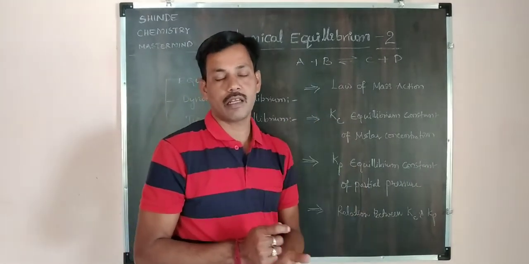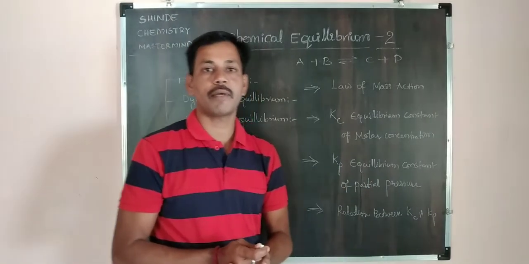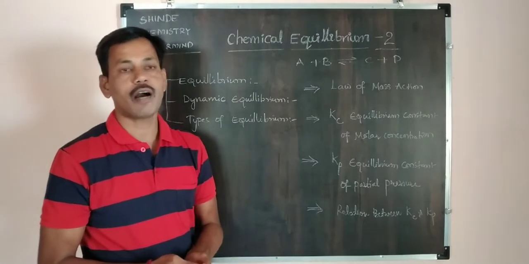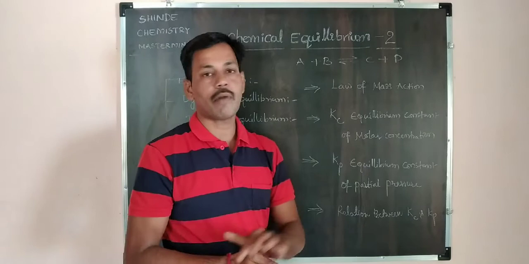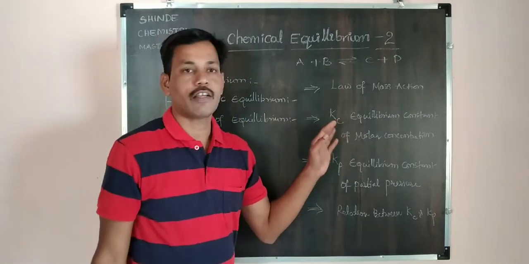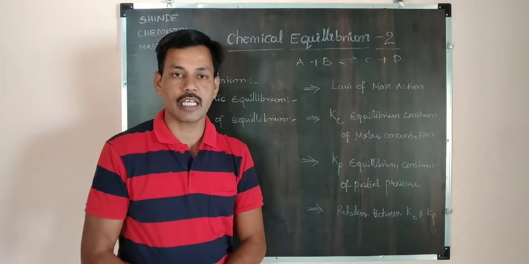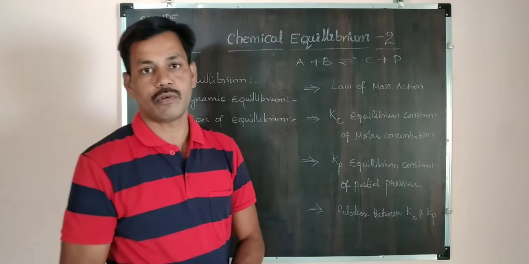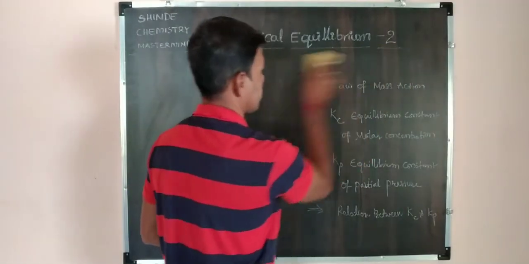We learned about equilibrium types: homogeneous equilibrium and heterogeneous equilibrium. Now in this video we go through the law of mass action. What is meant by the law of mass action, what is meant by Kc and Kp, and the relation between Kp and Kc, we discuss in this video. Okay, let us start the concept.